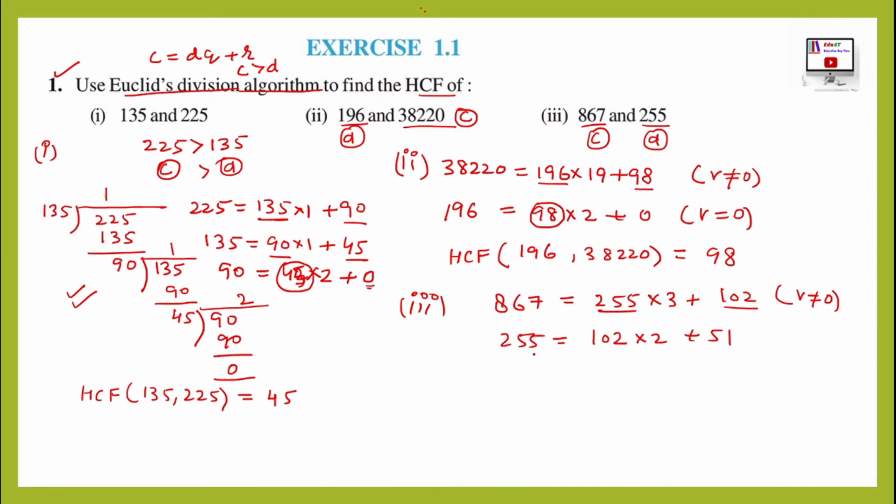255 को हम इस तरीके से लिख सकते हैं in the form of C is equal to DQ plus R. So at this stage R is not equal to 0. So new numbers are 102 and 51. Now 102 in terms of 51, it can be written as 102 is equal to 51 into 2 plus 0. So at this stage R is 0. So the value of D will be the required HCF, means 51 will be the required HCF. So HCF of 867 and 255 is equal to 51.